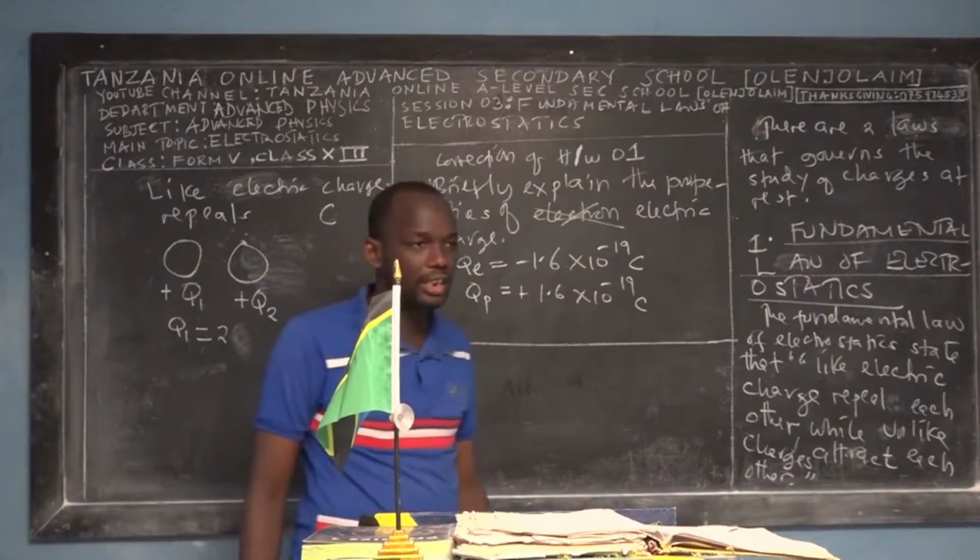So suppose Q1 is 2 microcoulomb, right? And also Q2 is positive, 3 microcoulomb, right? So what happens? Because these are like charges, they are going to repel each other. So this one is going to repel Q1, and Q1 is going to repel Q2. So what is the meaning of repel?